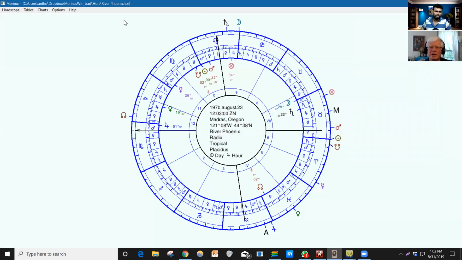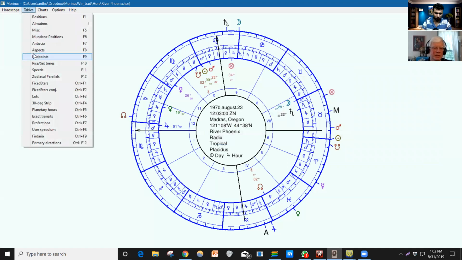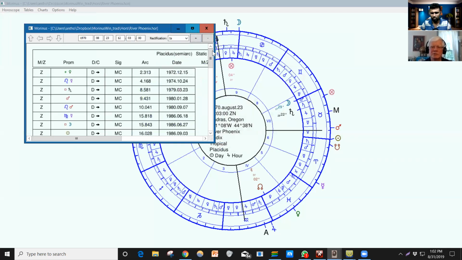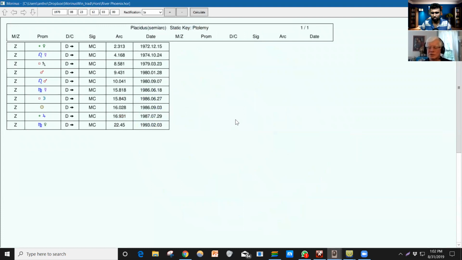Okay, so those are my options. Tables, and the very last thing in tables is his primary directions. You can also get there by Control F12. And he died at age 23, so I'm going to look at ages 0 to 25. And I'm going to do direct, which means I'm looking as the Earth is actually turning and planets are rising to the midheaven. And so we get this kind of table. And it's not a huge list, because I'm only looking at the midheaven purposely.